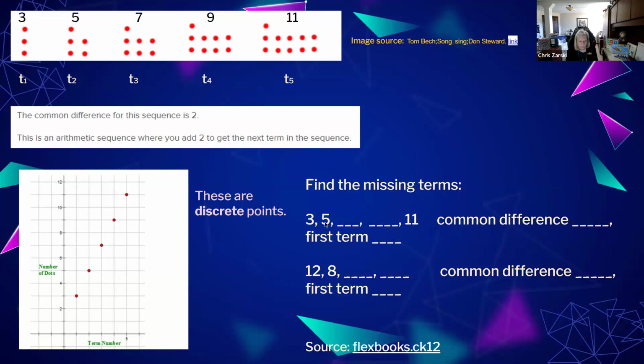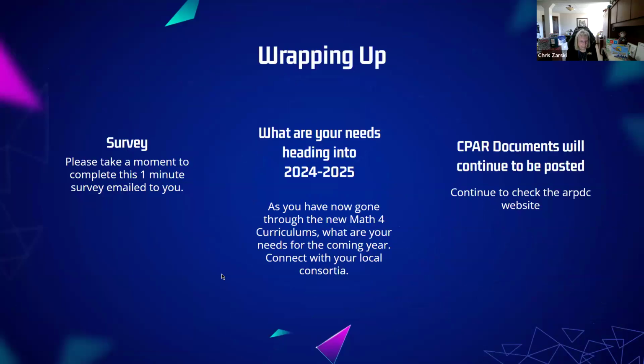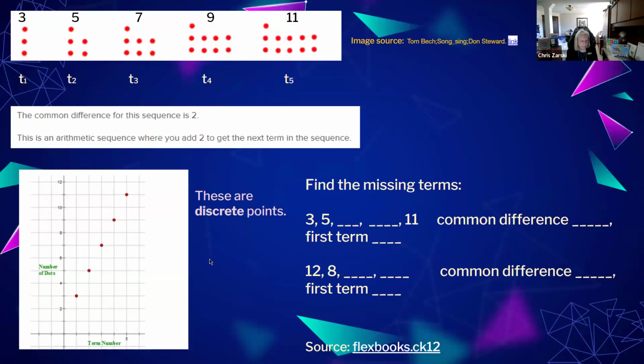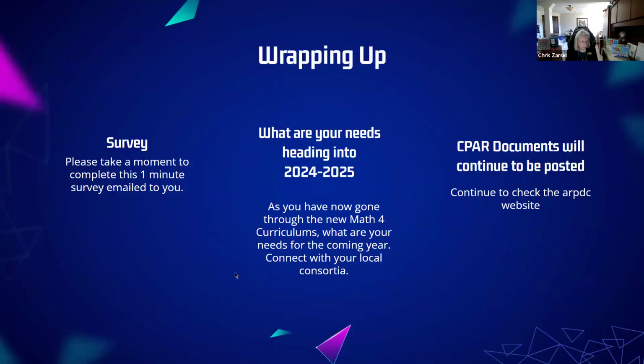I went from 3 to 5, which looks like I'm adding 2. So that would make this one 7, that would make this one 9, and that would make this one 11. So yes, the common difference is 2. 11 minus 9 is 2, 9 minus 7 is 2, 7 minus 5 is 2, etc. So that's what the common difference is. So again, these are just examples of things that you might want to include as models as you're moving through the statistics.